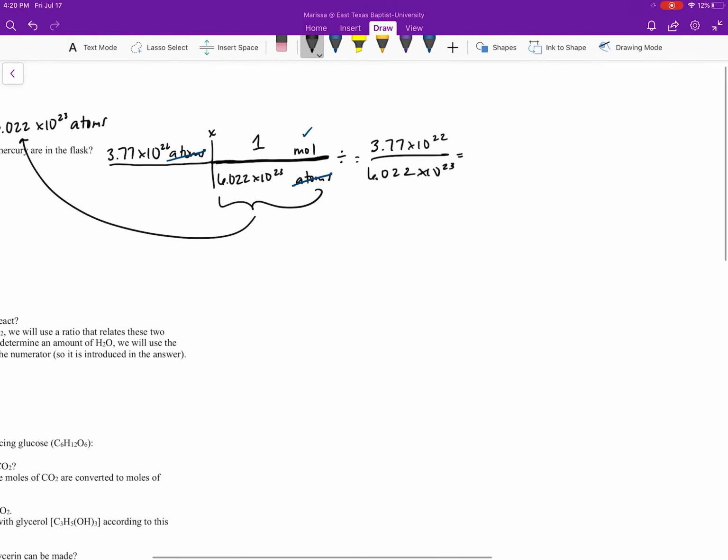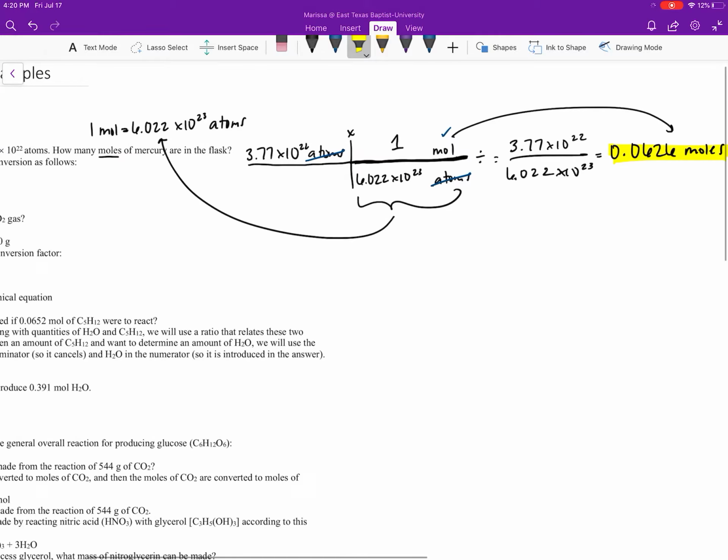So I'm going to take 3.77 and I'm going to divide that by my Avogadro's number. You should get 0.0623 sig figs, remember, moles, because those are the units that I needed.